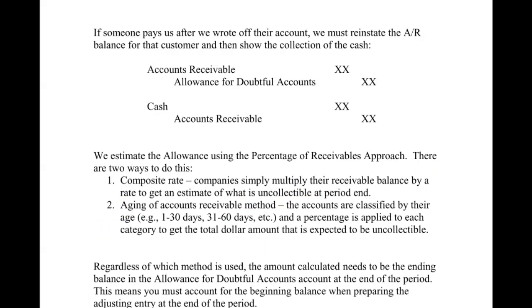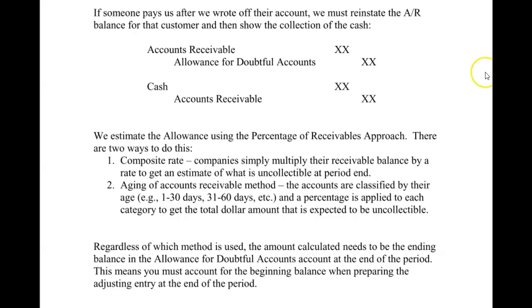So going over to this next page. Now, if somebody pays us after we wrote off their account, meaning we already wrote it off, but then they turn around and pay us. That could happen. It's probably rare, but it could happen. If that happens, we must reinstate their accounts receivable balance for that customer and then show the collection of the cash. So 2 separate entries.